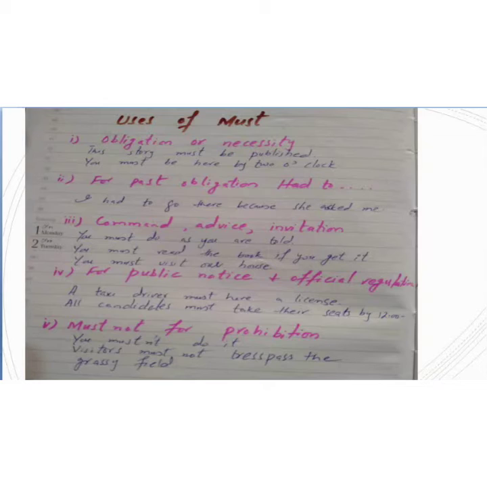So the next one is must. Must is used to show obligation or necessity. It is used for present or future time. The story must be published means it is necessary to publish this story. You must be here by 2 o'clock means it is your obligation. I require you to be here at 2 o'clock sharp.